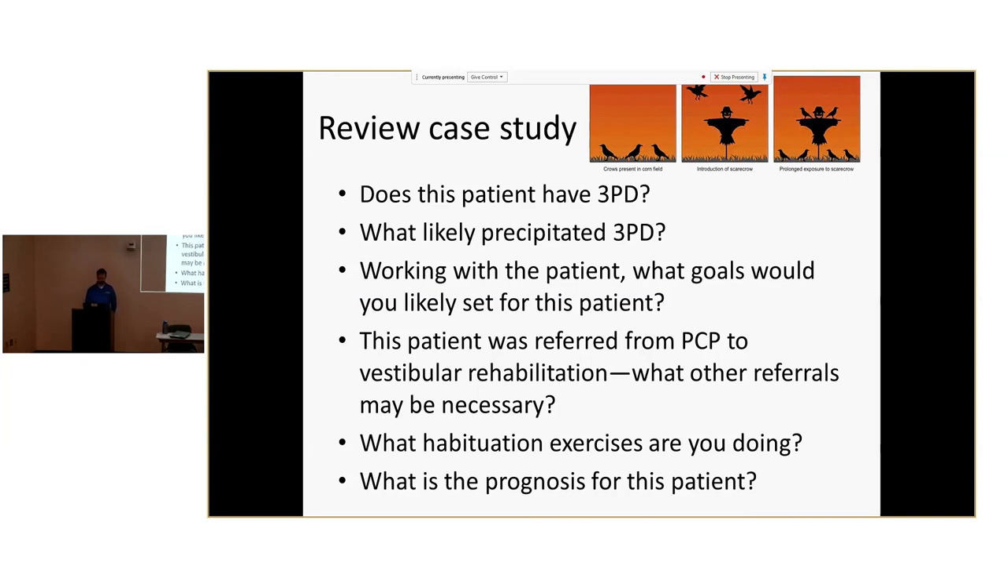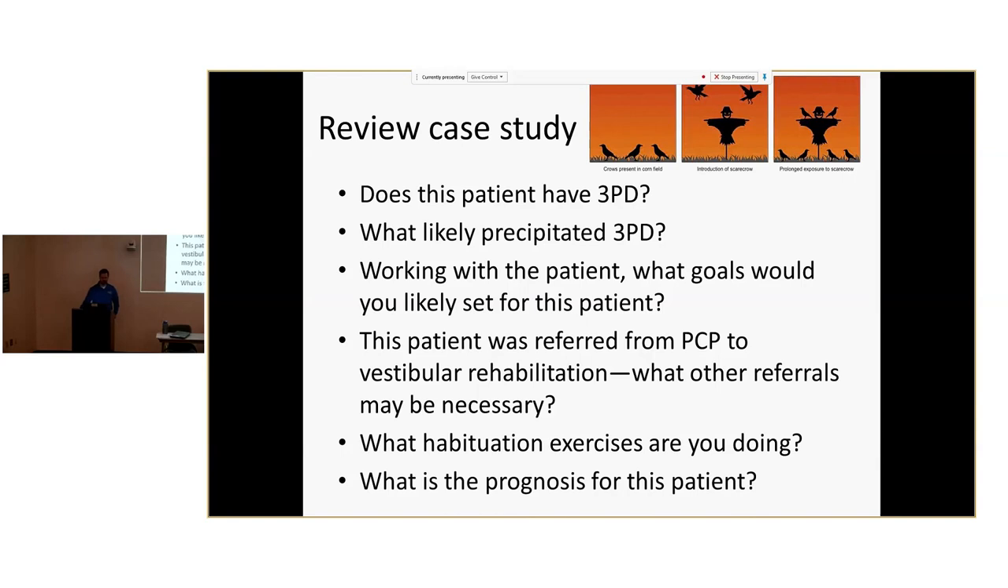Working with the patient, what goals do you set for this patient? If you guys remember back to that first slide, what's a goal that you would set for that patient? You can shout it out. Get back to traveling. Decrease difficulties at work. Okay, so being able to work for an hour before you need to walk around the office. I see there's one other big thing. Functional goal, say, being able to do a full grocery shop, being able to shop for an hour and a half and get whatever they need.